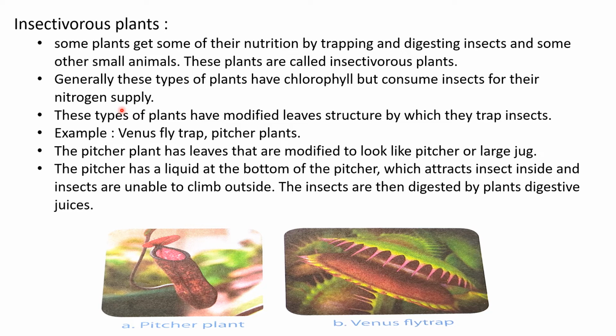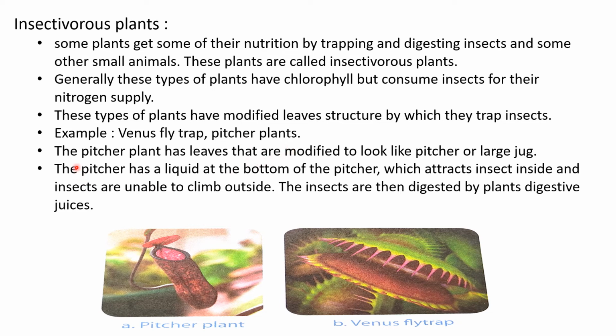So because of the nitrogen supply, these plants are eating small insects and small animals for their nitrogen supply. These types of plants have a modified leaf structure by which they trap insects. I already told you, they basically use their leaves that are modified into a pitcher-like structure or some other structure. So when an insect comes and sits on their leaves, they capture it. For example, Venus flytrap and pitcher plant.